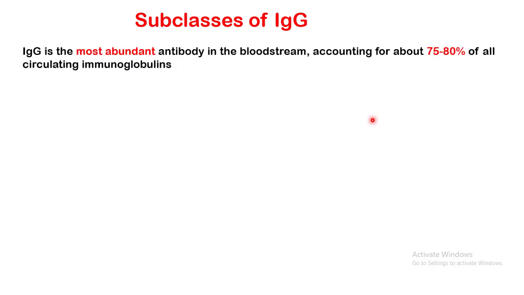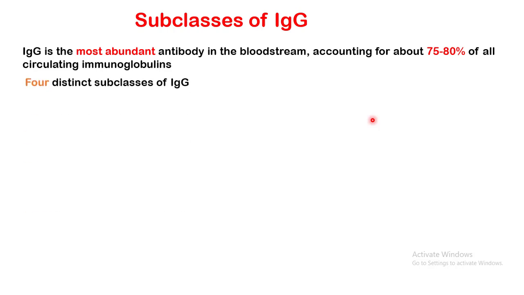If you talk about immunoglobulin G, it is actually the most abundant antibody in the bloodstream, and it accounts for about 75 to 80% of all circulating immunoglobulins in your serum. So the IgG, the immunoglobulin G, is the most abundant antibody.